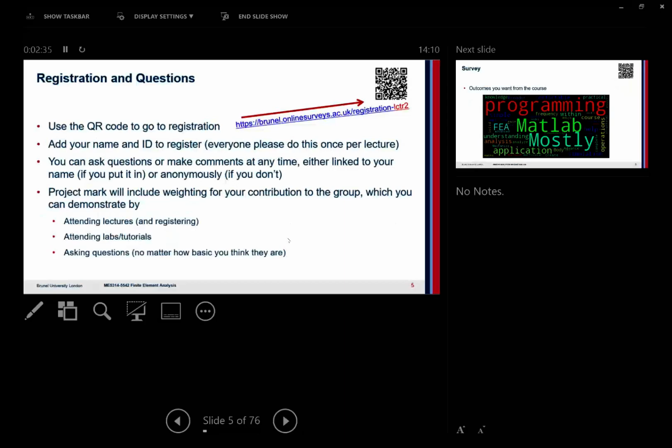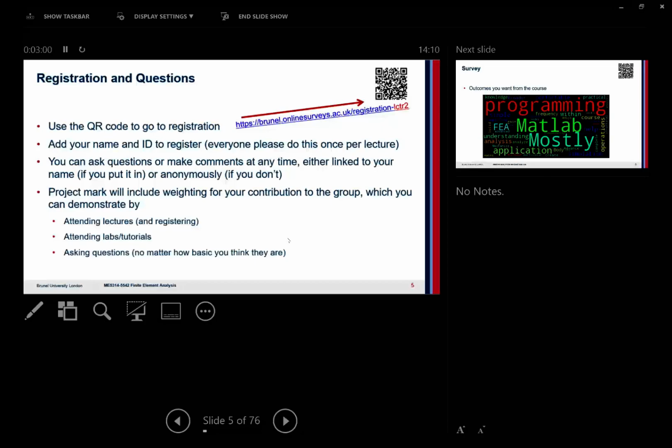We've also got this QR code in the corner of every slide, and this is a mixture of things. Firstly, for you to register, so if you wouldn't mind just doing that once during the lecture, just to let me know that you're here. We're keeping track of who comes to lectures, just to get an idea of the engagement with the course. But also, please use it, and you can fill in as much information as you want. You can ask questions when you register, or you can do it anonymously and write questions.